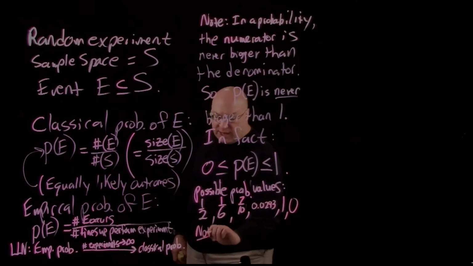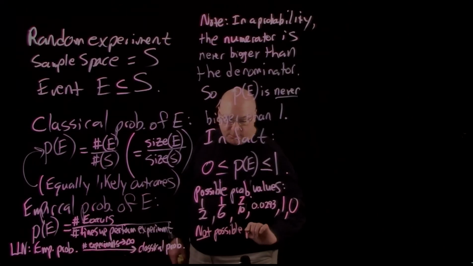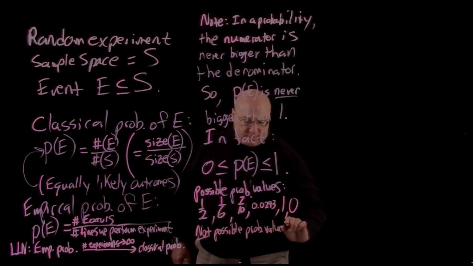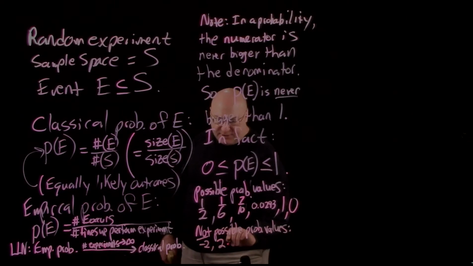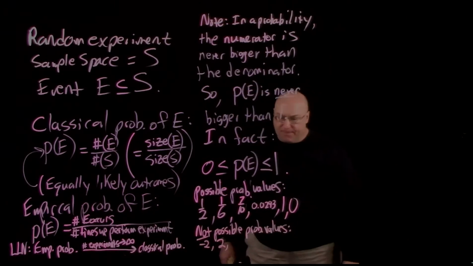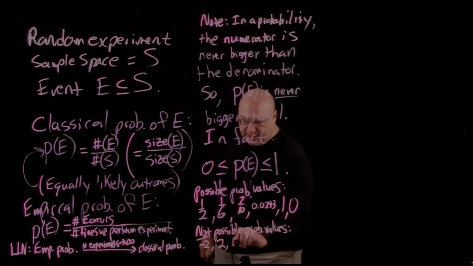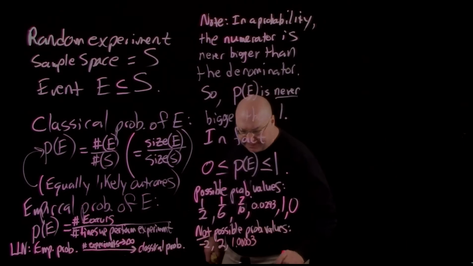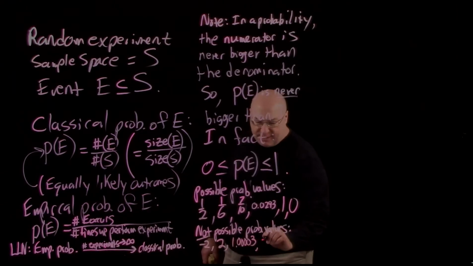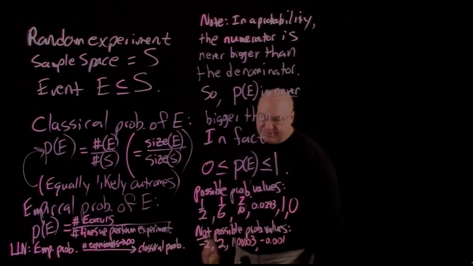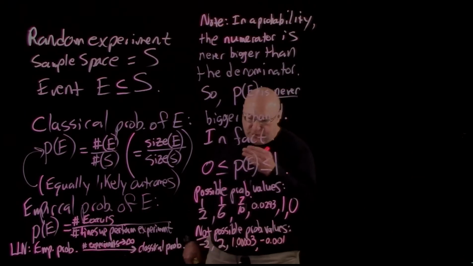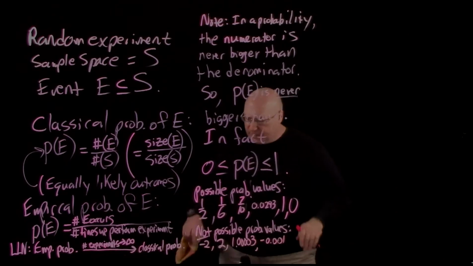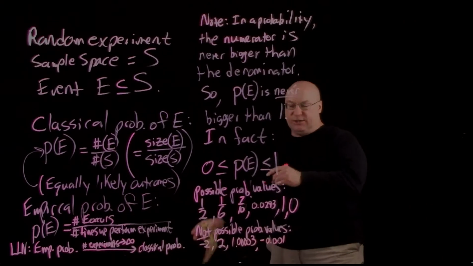Let's have some not possible probability values. -2, it can't be negative. +2, it can't be bigger than 1, right? Well, that about takes care of it. I can't have 1.00003. That's bigger than 1. I can't have negative 0.001. That's a negative number. I could have positive 0.001. That's 1 in 1,000. But I can't have negative. Okay, I just put a few of those up there to help you solidify in your brain that probability has to be between 0 and 1.